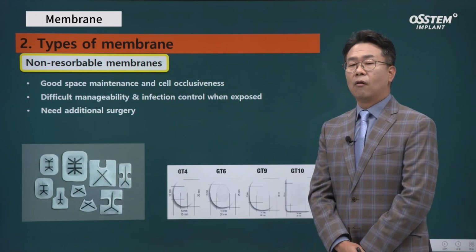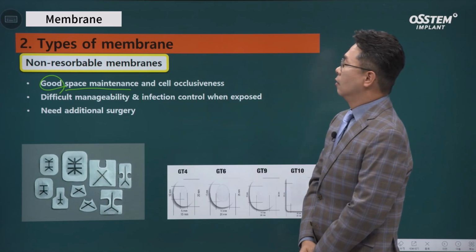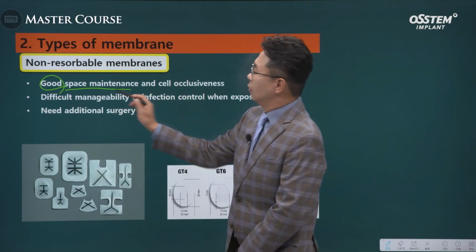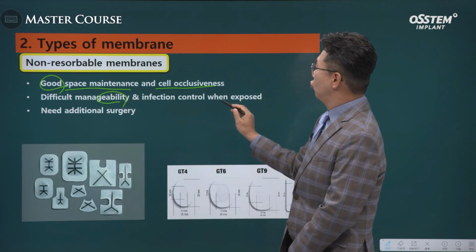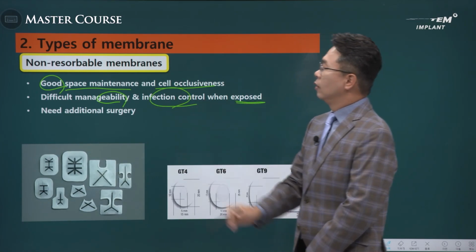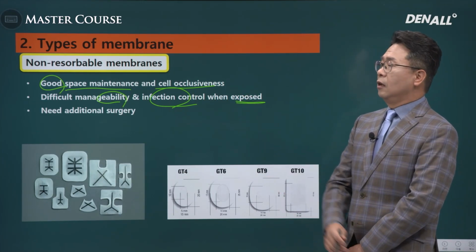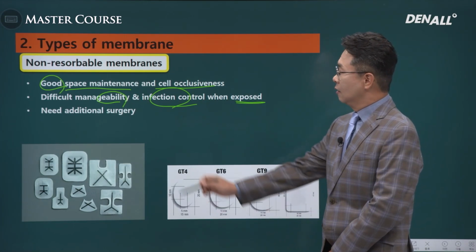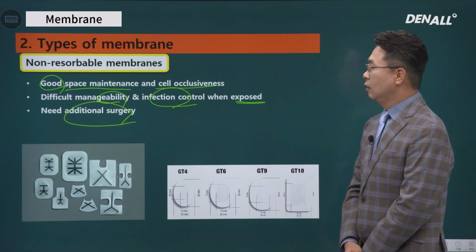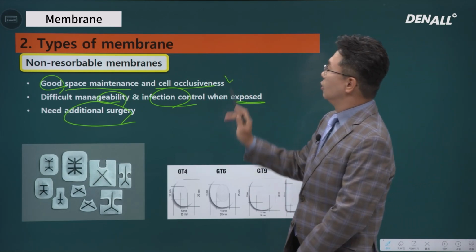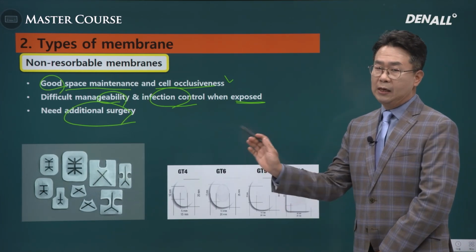I've talked about how membranes need to be able to maintain space, and non-resorbable membrane serves excellent role in this purpose. At times, it can be difficult to manipulate, and once this is exposed, it is very difficult to control this area. So this is not frequently used, and because it's non-resorbable, so it requires additional surgeries. It's very unfavorable in that respect, but as mentioned earlier, space maintenance and cell occlusiveness are excellent. In that respect, many people use this.